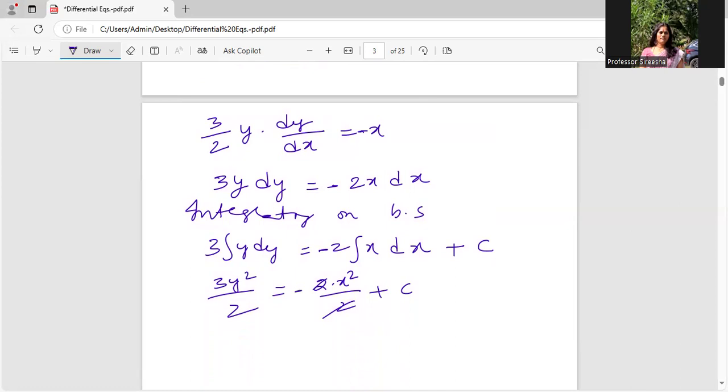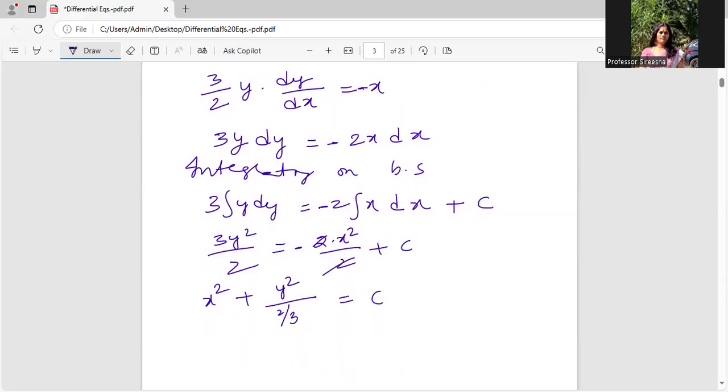Now if I bring x squared to this side, I'll be having x squared positive plus y squared by, I can write it as 2 by 3, equal to c. And you observe, guys, actually this is my answer: 3y squared by 2 is equal to minus x squared plus c is my answer.